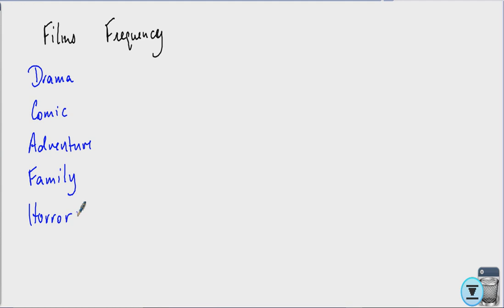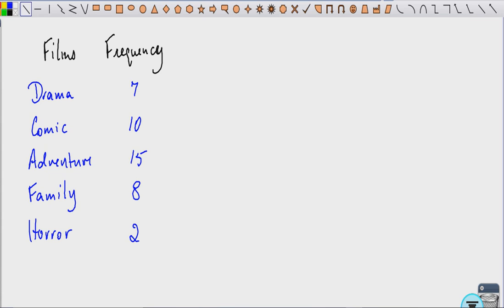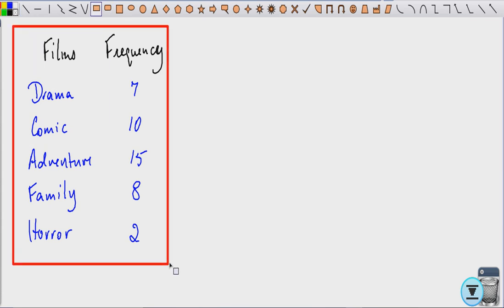And there were some which liked drama films, comic films, adventure films, family, and horror films. There were 7 who said they liked drama, 10 who liked comic films, 15 who liked adventure films, 8 who liked family films, and there were 2 who liked horror films. Now, that is my data. Let's close that in a box.